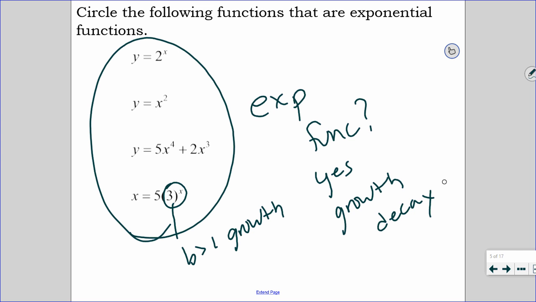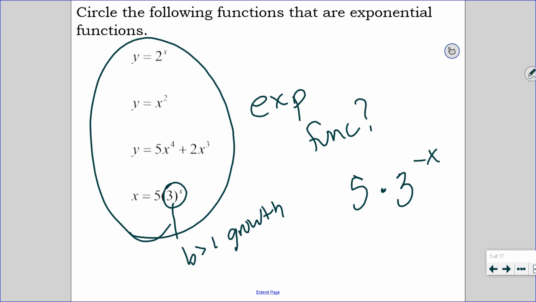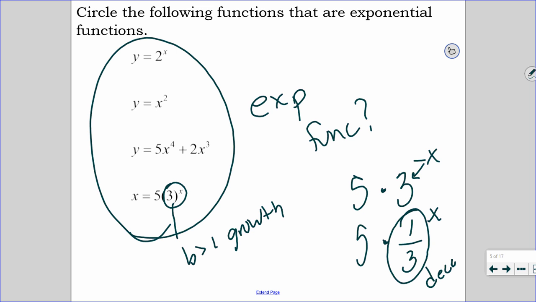I can disguise a decay as well. Watch, if I write it like this, that B right now is a 3, right? But look at what I did to the exponent. What does that negative do to the base that's right next to it? That was number 1 of your quiz, right? I have to change that to be 1/3 and have a positive x, so this right here would be a decay.